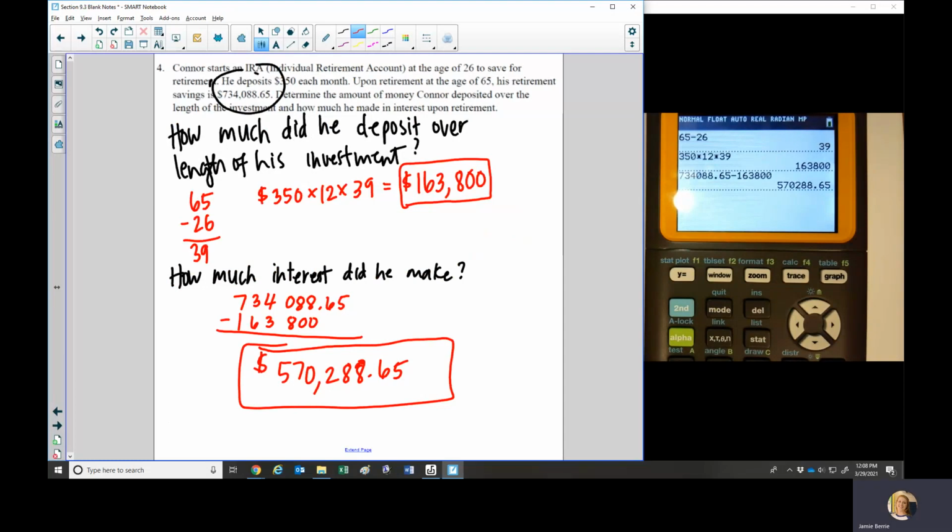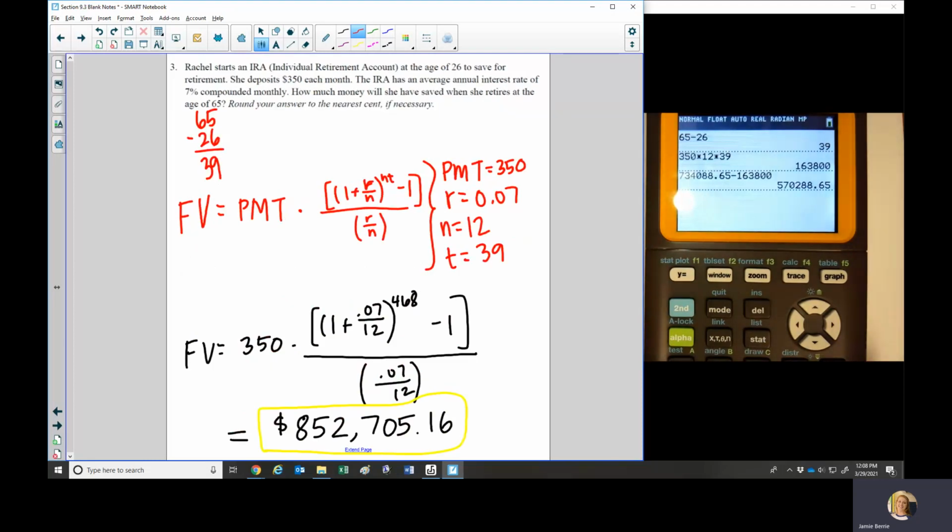Let me go back and just show you. I just want to make it clear for the folks that have a different type of calculator how you would plug in that formula from number 3. So if you feel comfortable plugging in, you can skip this part of the video. But if you would like to see me plug this in on the graphing calculator, that's what I'm going to do now. I'm just plugging in from right here.